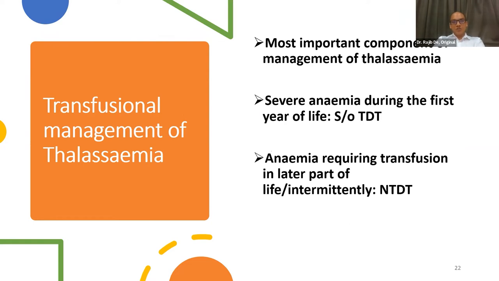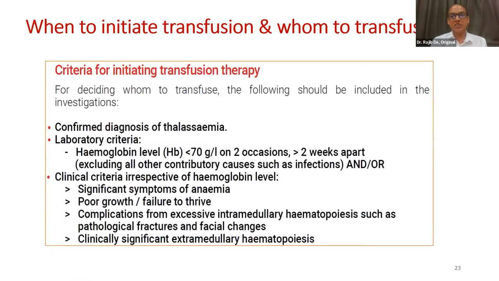Now, the philosophy of transfusional management in thalassemia is that the patient has anemia, so we need to transfuse them with RBCs. At the same time, the main problem of thalassemia is ineffective erythropoiesis. So we need to transfuse thalassemic patients so that their ineffective erythropoiesis is suppressed, and in that way the other complications of ineffective erythropoiesis will be managed. So we need to balance the RBC transfusion so that ineffective erythropoiesis is adequately suppressed.